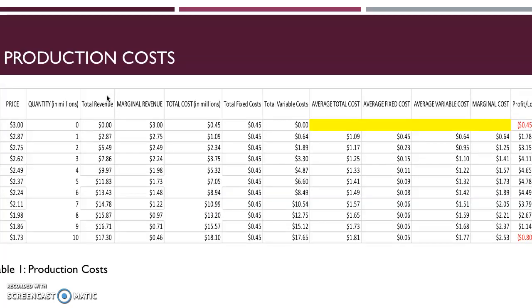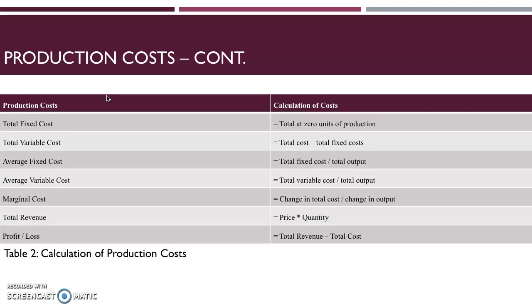Table 1 shows the production costs for oil company X to include fixed, variable, and total costs, average fixed, average variable costs, and marginal costs, as well as a profit and loss section. Table number 2 shows how the costs were calculated with the equations for each production cost.